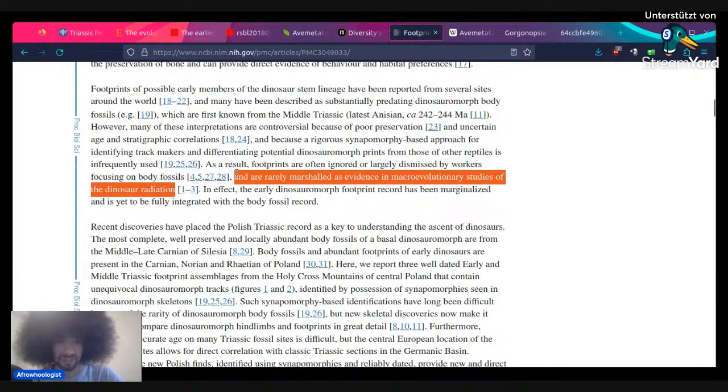And why would they? Again, you don't know what's actually leaving the track mark. How are you going to say that, okay, this is evidence that dinosaurs descended from lizards, but you don't actually have the lizard? All you have is a track that could belong to any type of lizard. And we know at this time, by the early middle Triassic, that true squamates have emerged.